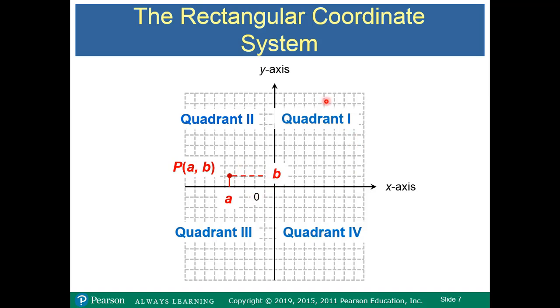And so also we can know what the quadrants are by the signs of x and y. So if both x and y coordinates are positive, we're going to be in the first quadrant. If the x is negative and y is positive, then we're going to be in quadrant 2. If they're both negative, quadrant 3. And if x is positive and y is negative, then we're going to be in quadrant 4.